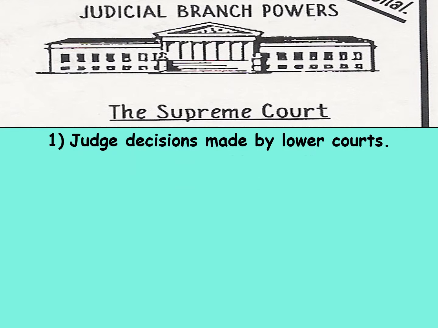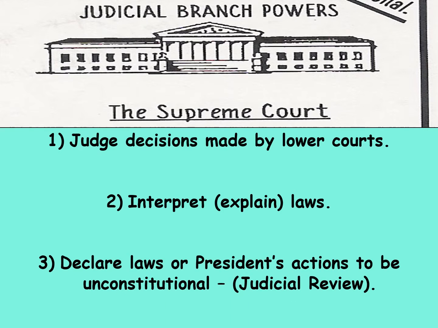The third one that we have is the judicial branch, guys. That's the Supreme Court. Judges make decisions of the lower courts. They interpret and explain laws. They also declare laws or president's actions to be unconstitutional. Later on, we will be talking about judicial review, guys, and that is going to happen during Marbury versus Madison. We'll talk about that separately because that's a totally different story. But that court case is going to allow the judicial branch to say if a law is constitutional or unconstitutional.